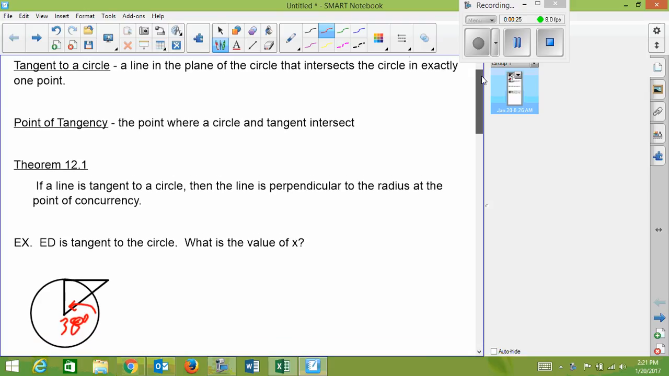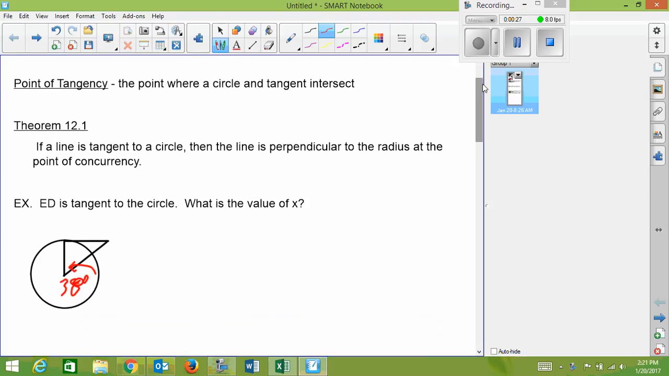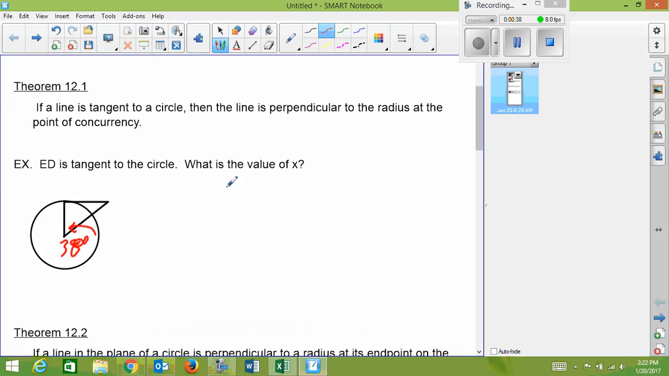Theorem 12.1 is the one that we're going to use to do this first example, and it says that if a line is tangent to a circle, then the line is perpendicular to the radius at the point of concurrency. A lot of big words there, right? Here's my picture of a circle.